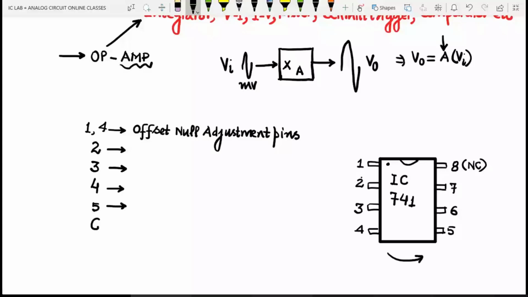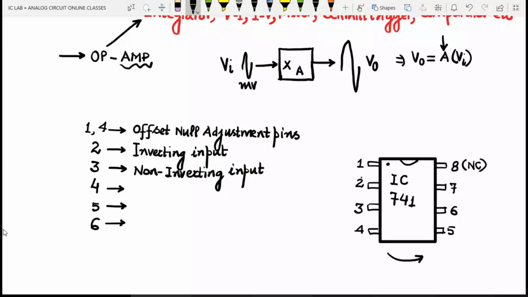What is pin number 2 of IC 741? This is the inverting input. Pin number 3 is the non-inverting input. Pin number 4 is minus VEE, the negative power supply. Pin number 5, tell me. Pin number 1 and pin number 5 are the offset null adjustment pins.